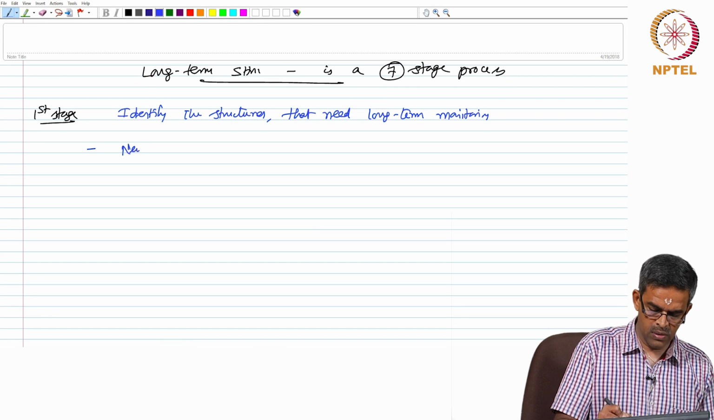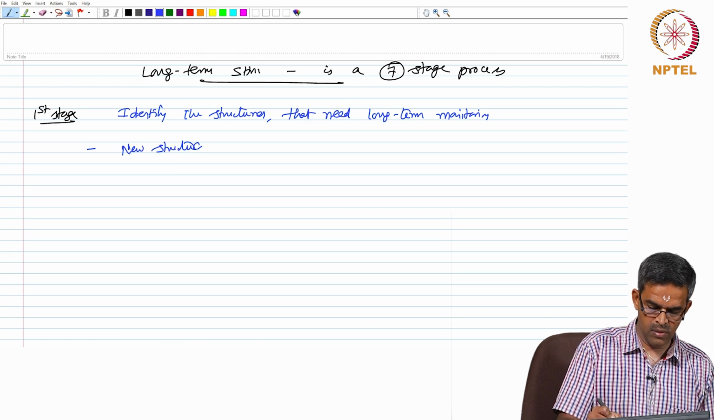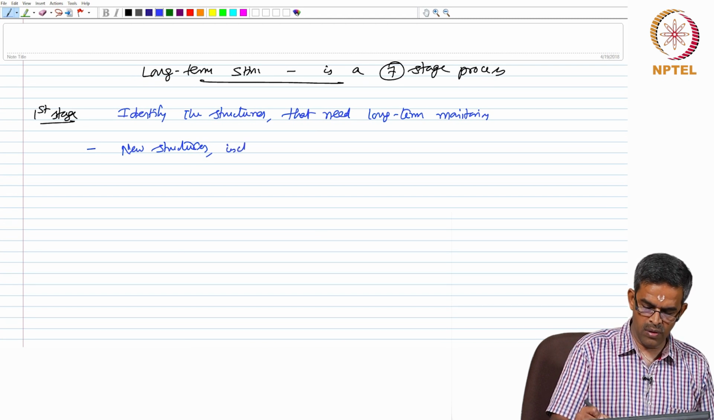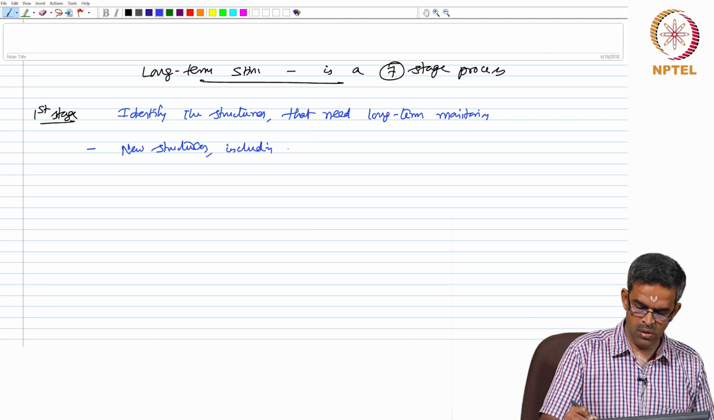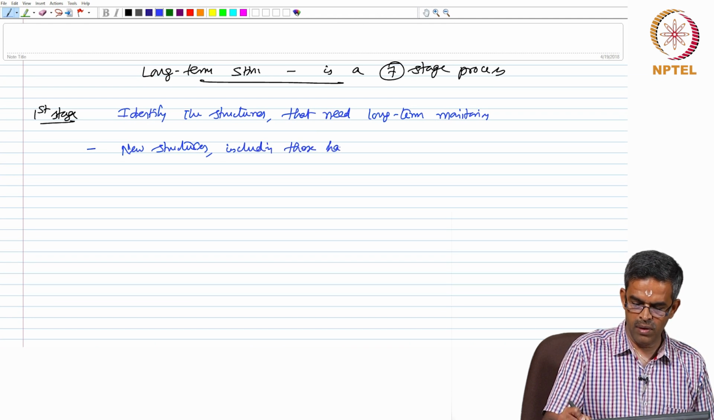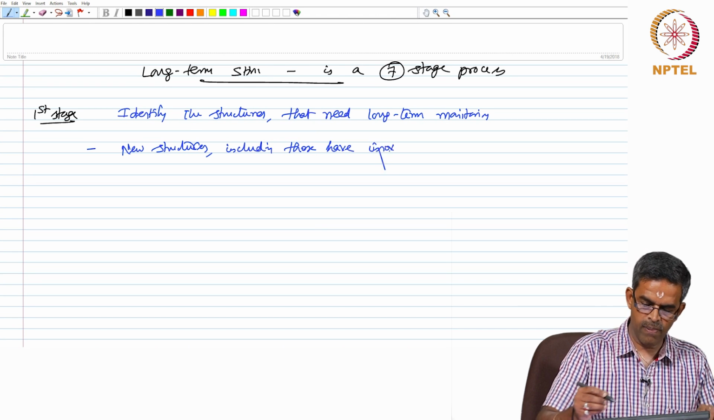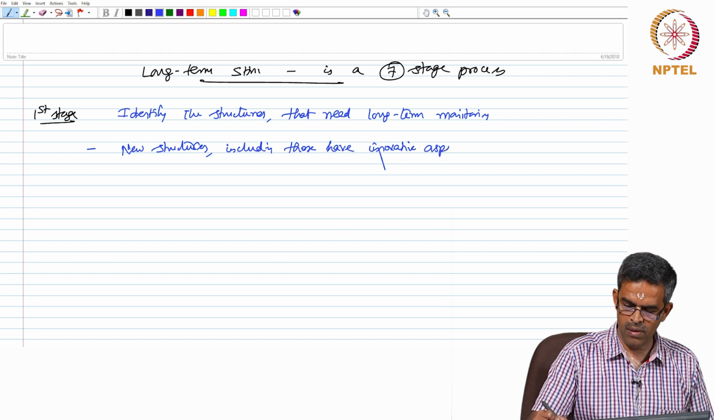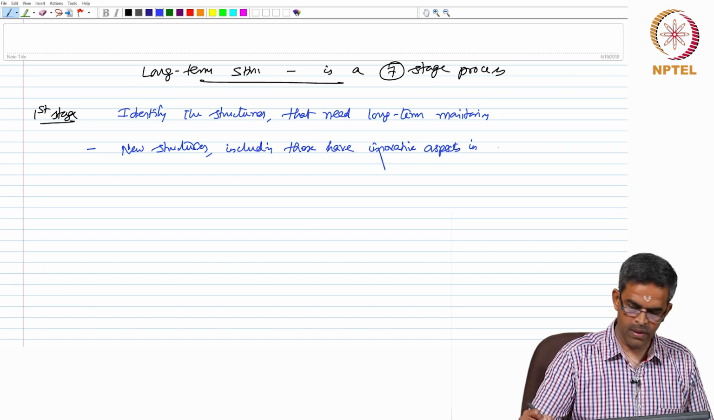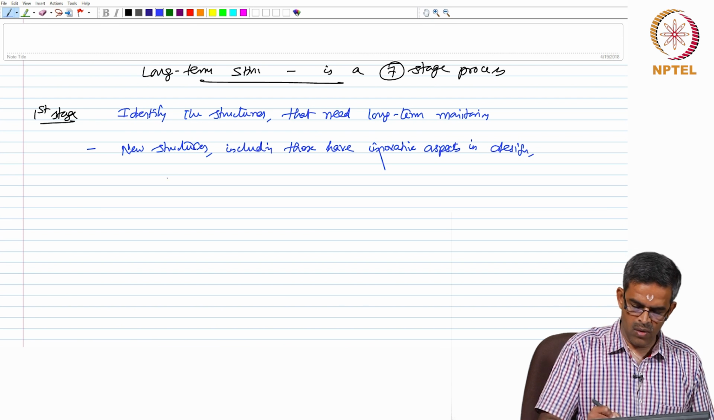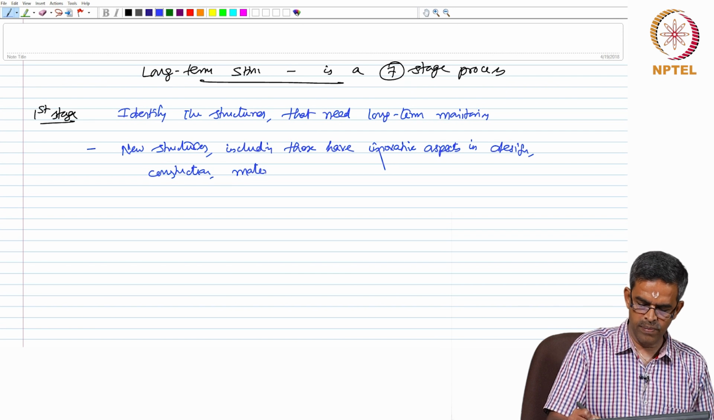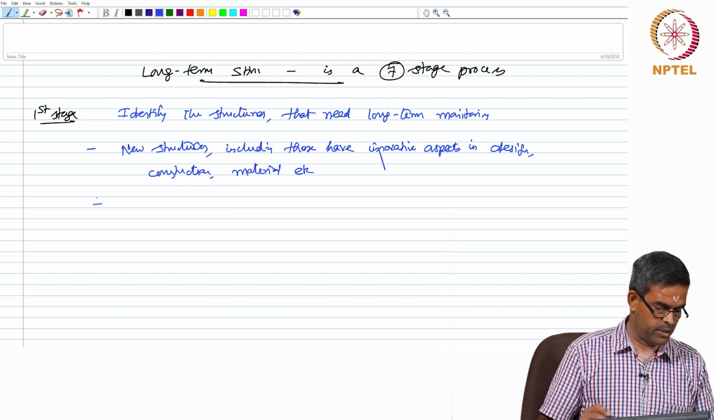New structures, including those that have innovative aspects in design, construction, material, etc. They can be monitored.